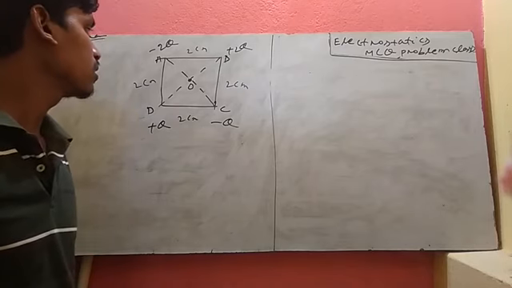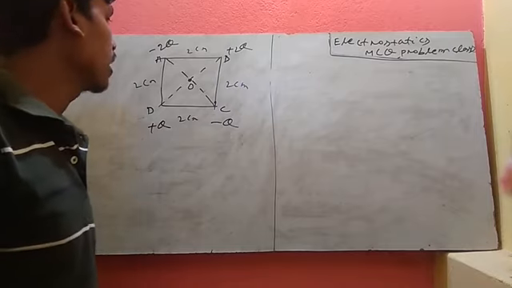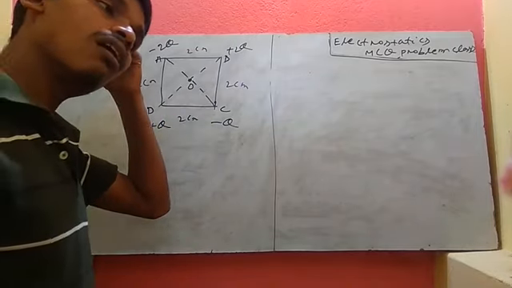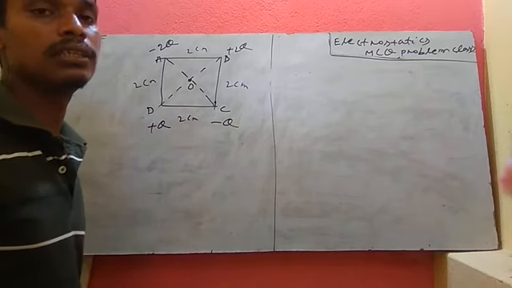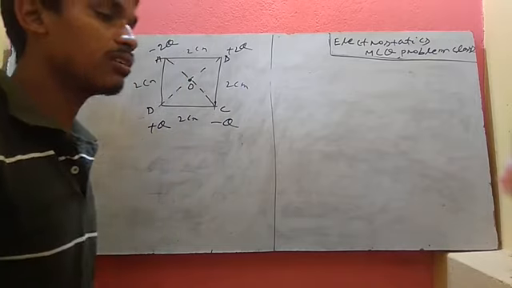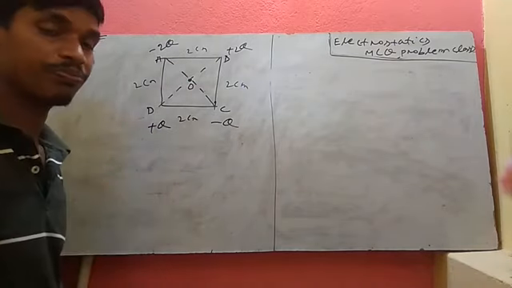The question asks: what is the value of the total electric field at O? What is the magnitude of the resultant electric field, and what is the direction of the electric field at point O?